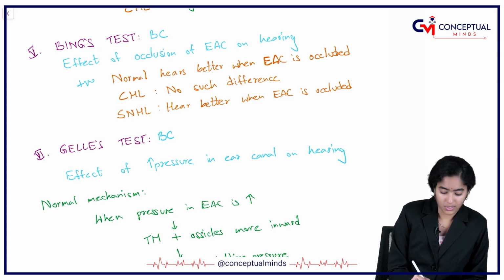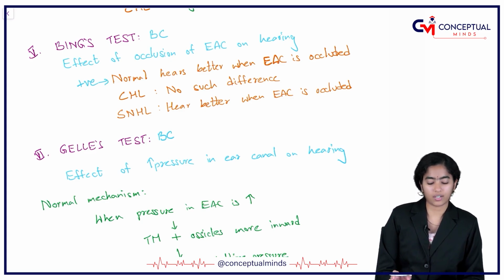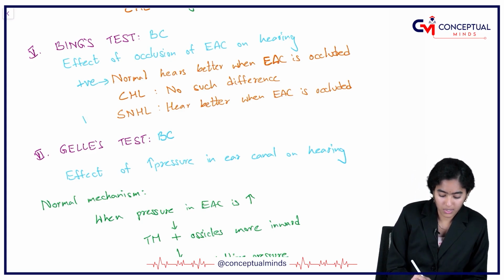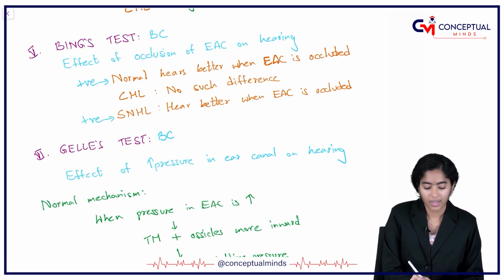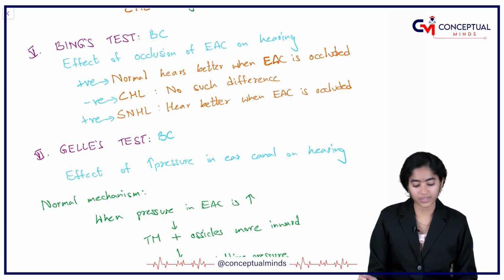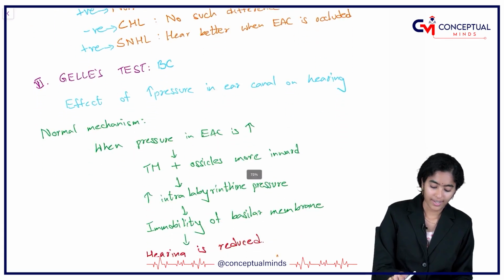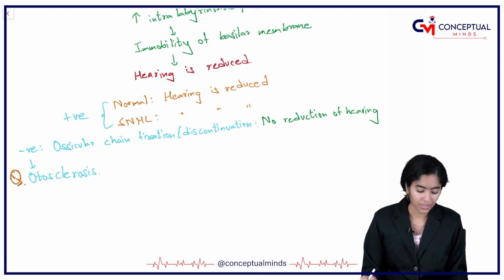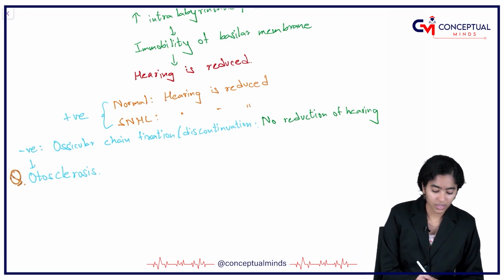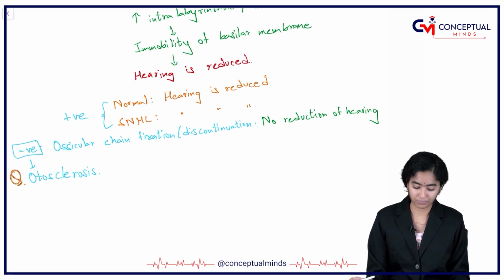Bing's is said to be positive when the patient hears better when the external auditory canal is occluded. So it is positive in a normal person and it is positive in a person with sensorineural hearing loss also. And it is negative in a patient with conductive hearing loss, that is, when the patient says there is no difference. Jelly's is also positive in a normal person and in a patient with sensorineural hearing loss. And it is negative in a patient with ossicular chain fixation or discontinuation.